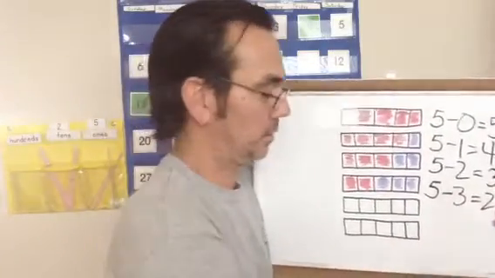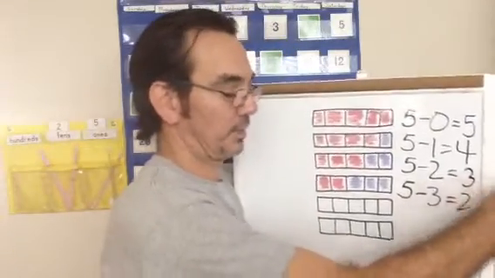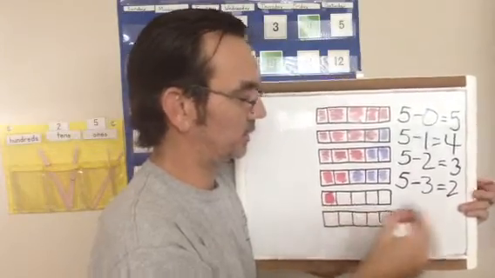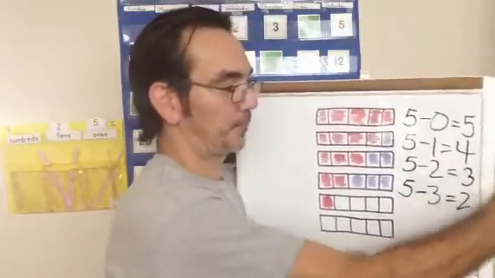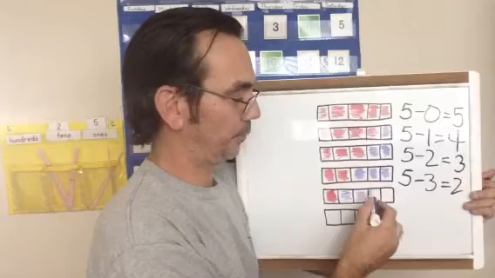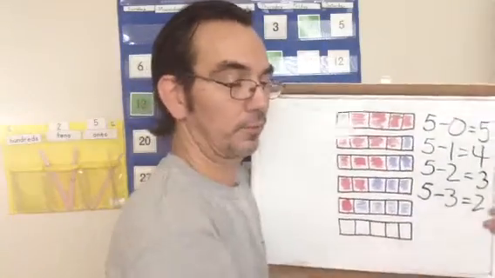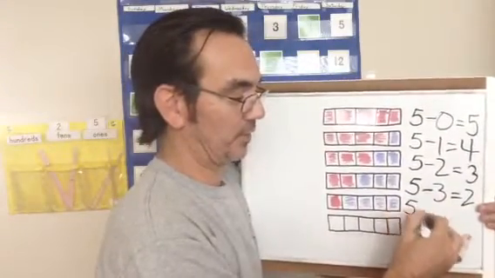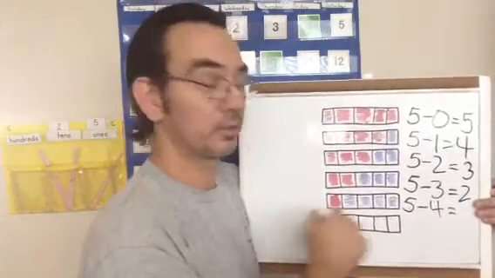Alright, now we get down to this one, and just 1 this time. Just 1. And we've got 1, 2, 3, 4. See that? Now, we have 5 minus 1, 2, 3, 4 equals 1.